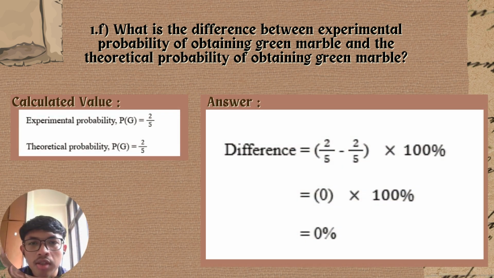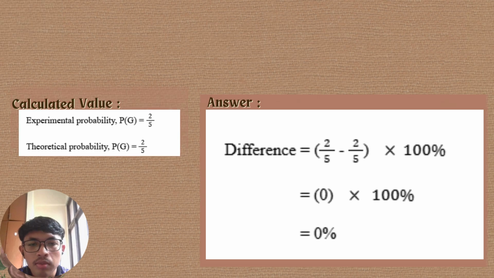Question F. What is the difference between the experimental probability of obtaining a green marble and the theoretical probability of obtaining a green marble? To solve this question, we need to use the same formula from the previous question. So, we substitute the previously calculated values in the formula, which is 2 divided by 5 minus 2 divided by 5, times 100. We will get 0%.